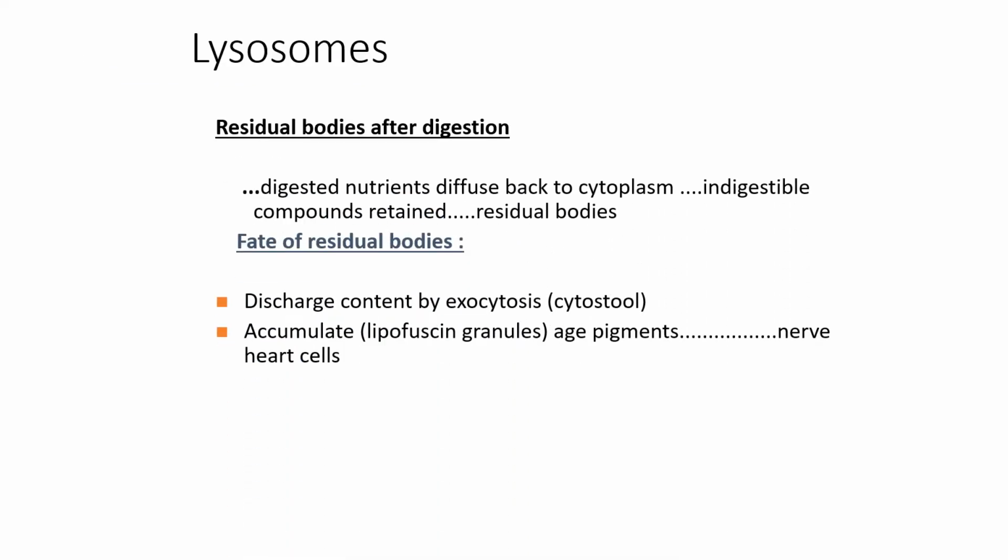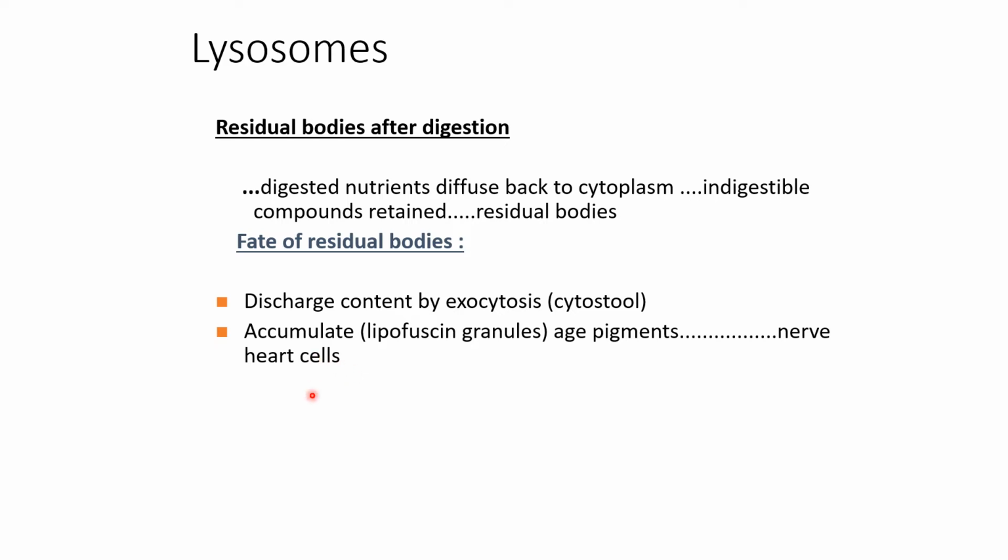After digestion, there is a residual body. This residual body contains indigestible compounds. What is the fate of this residual body? Either it is released by exocytosis, or it accumulates in the form of lipofuscin granules, which are called age pigments. These age pigments are present in old age cells, for example, the nerve and the heart cell. You know that the nerve cell and the heart cell do not multiply, and the number is constant.